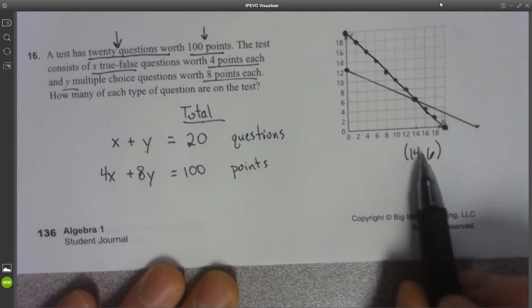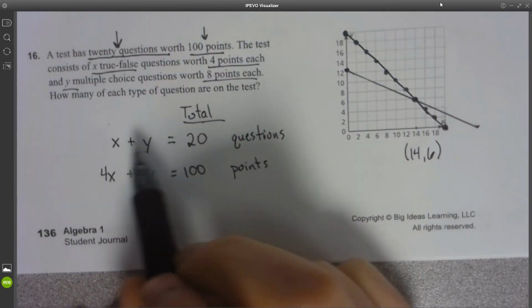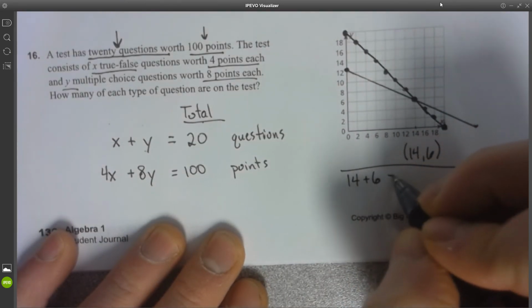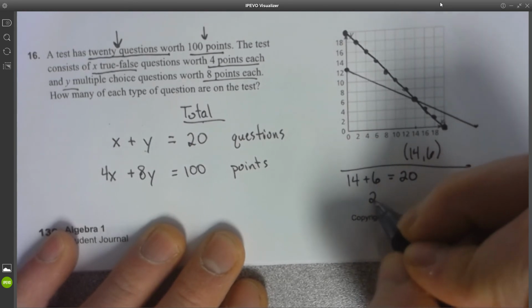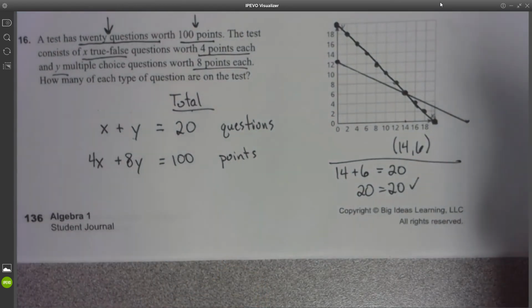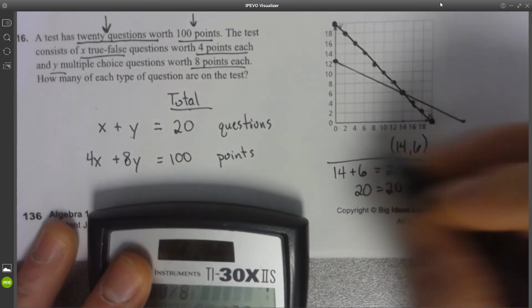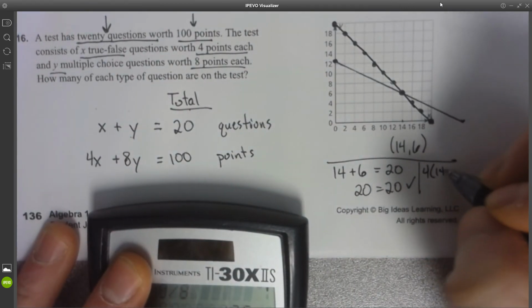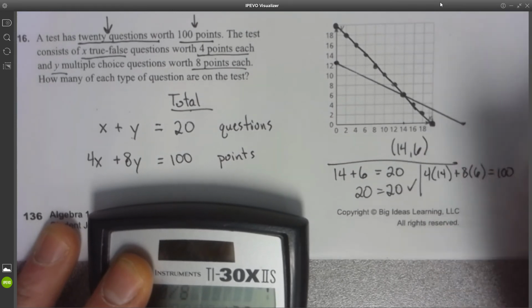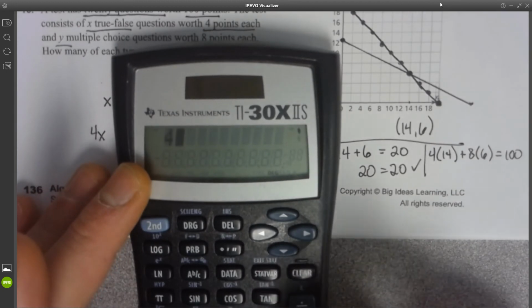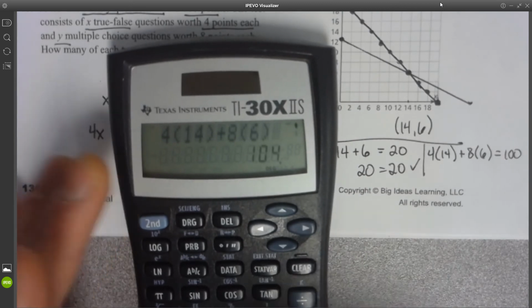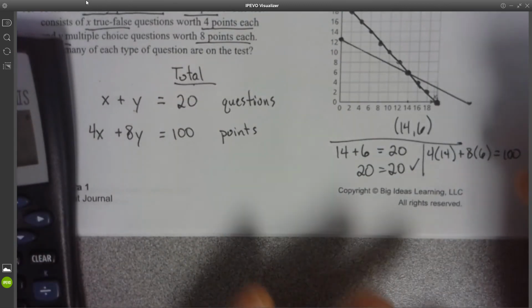So let's just check. Does 14 and 6 work in the first equation? 14 plus 6, if we substitute and check, does that equal 20? 14 plus 6 is 20, so it works for the first equation. If I put 14 and 6 in for x and y, I'd have 4 times 14 plus 8 times 6. Does that equal 100? 4 times 14 plus 8 times 6. That's 104. So something is a little bit off there.